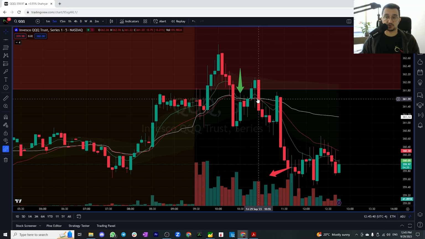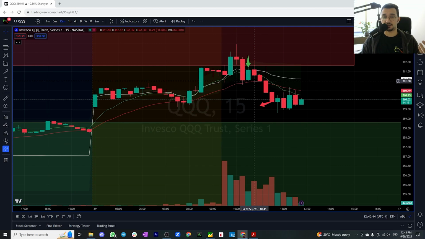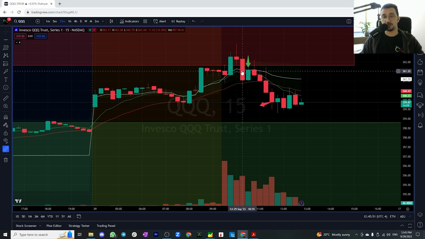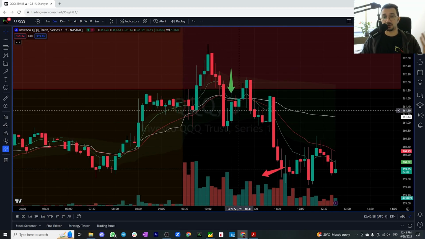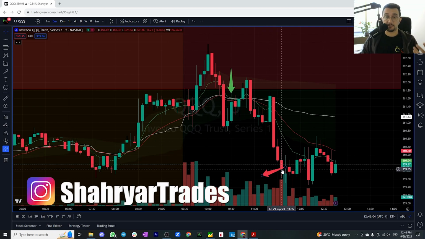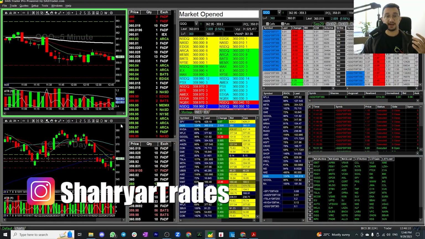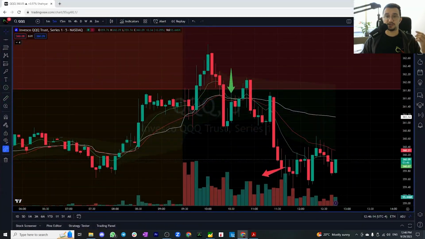As it was holding below this level, I was holding the trade, and on the 15-minute chart, you can see that it always went below VWAP. After almost 10 to 15 minutes, the price never closed above the VWAP, and that was the confirmation to hold the trade for a long period of time. So my entry was around here. I scaled out a couple of times, but my last exit was around 11:44.